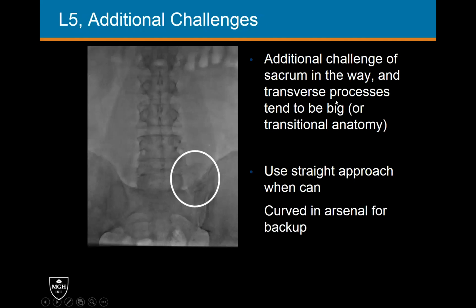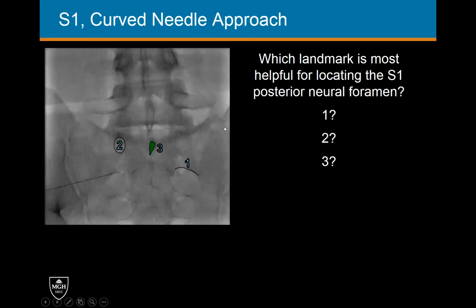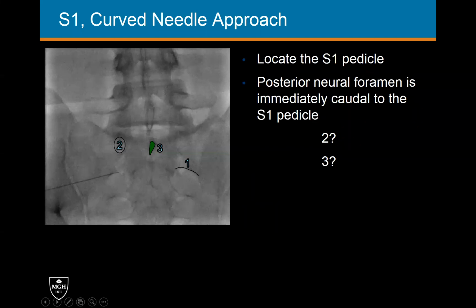Okay, so I'm going to move ahead. Sorry, I'm going to go a few minutes over, but I just want to get through S1. That will be really fast. So which is the landmark that's helpful? A lot of people will pick 1, because this is the neural arch that we look at to look for sacral fractures, but that's the anterior neuroforamen. The posterior neuroforamen is actually underneath number 2.